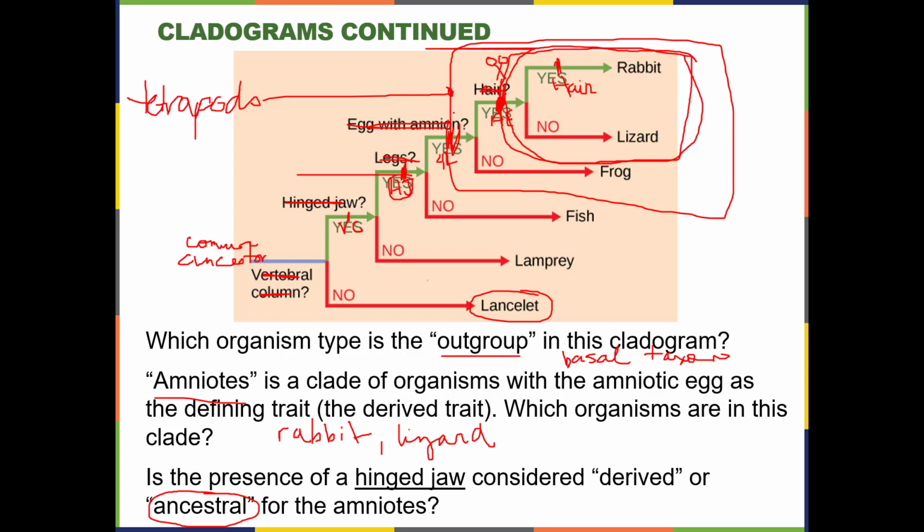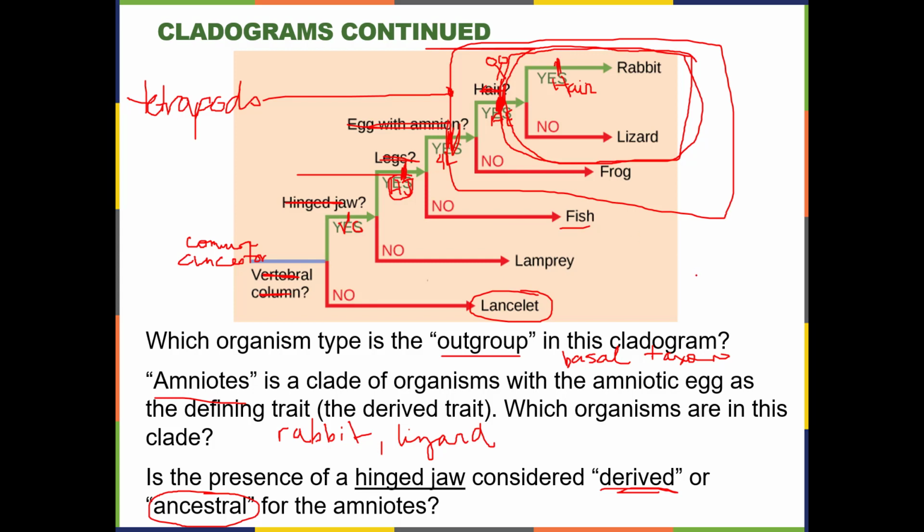All right, so you're always looking either at the group itself or something that came earlier. Derived is what defines the group itself. Ancestral is something that came in an earlier stage. So like fish have a hinged jaw, but they're not tetrapods. So for the derived trait, all the organisms in the group have to have that. For the ancestral trait, they all have it, and there are other groups of animals that also have that ancestral trait.